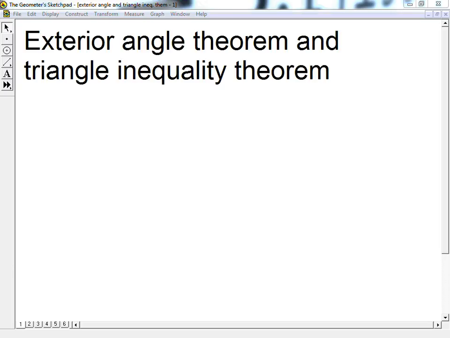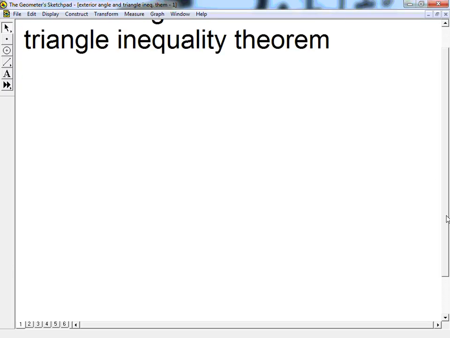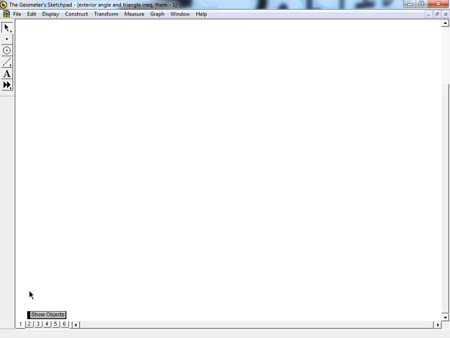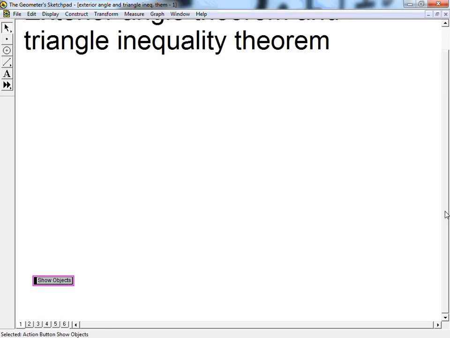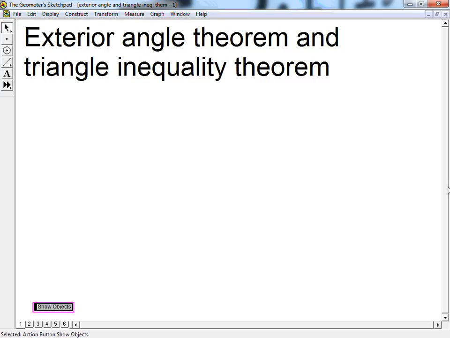Interior angle theorem and triangle inequality theorem. Alright, so that's our title. And just like yesterday, using Sketchpad, I want to make it a little visual. And then we formalize everything later.